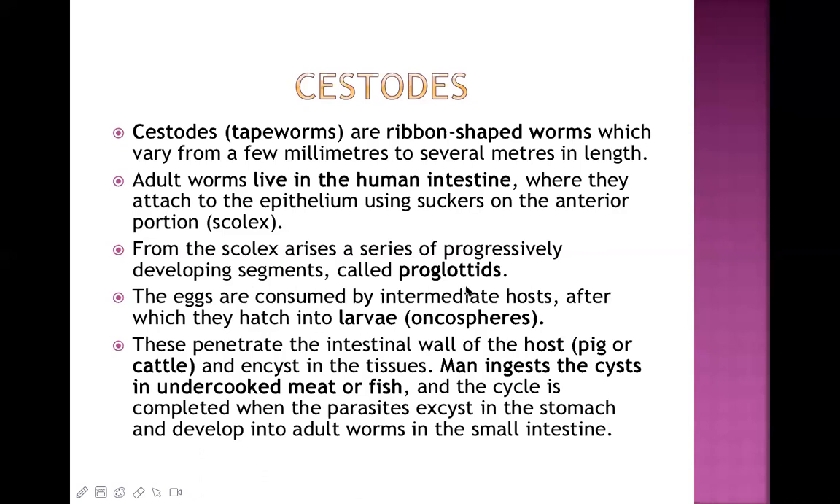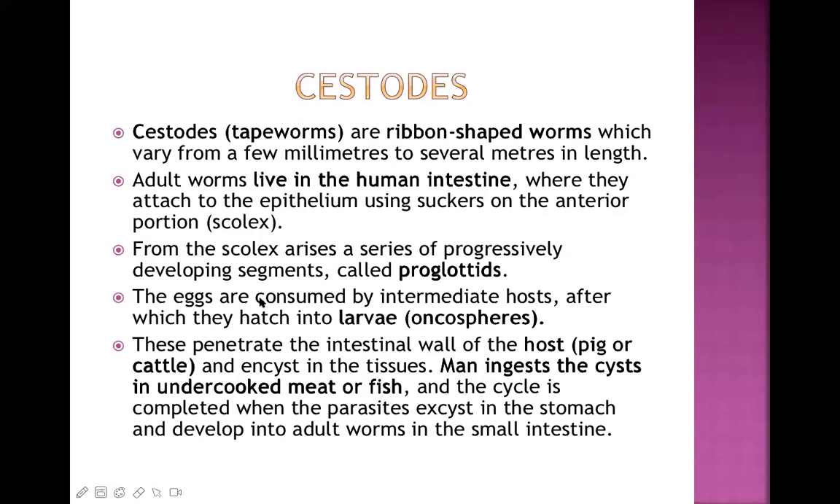These proglottids are also known as body segments, because yesterday I showed you one table which differentiated between different types of helminths. During that time, we know tapeworms are segmented. Their body is segmented, which are called proglottids. Now, the same segment has male and female organs. Okay? Both sexes are present in that segment. It is monoecious, isn't it? Both sexes are present in the same area. So it is very easy for them to mate.